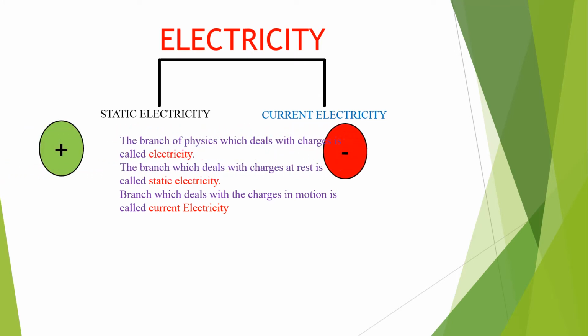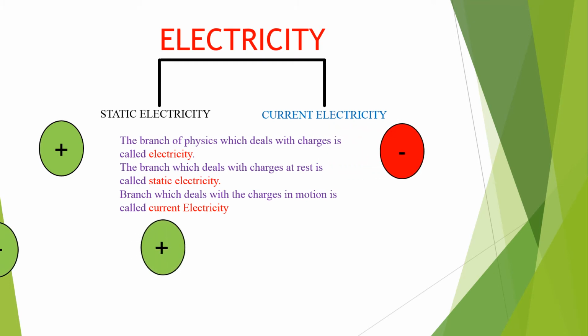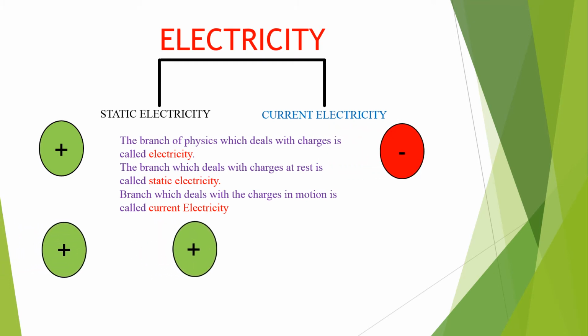As you know, there are two types of charges. One is the negative charge, the other one is the positive charge. Next, like charges repel each other and unlike charges attract each other. Like charges in the sense positive positive, negative negative. At the same time, unlike charges means positive and negative. There is always attractive force between unlike charges.